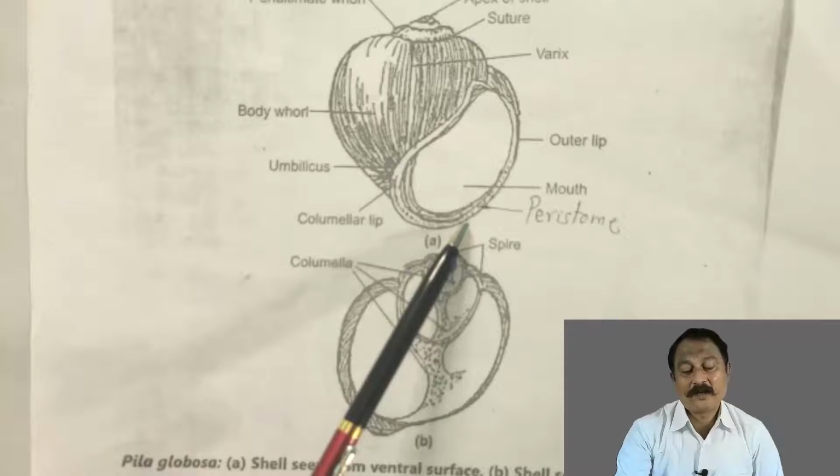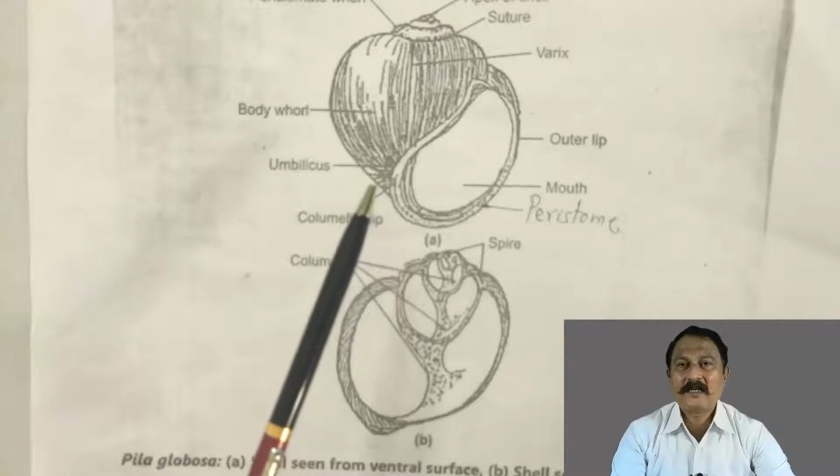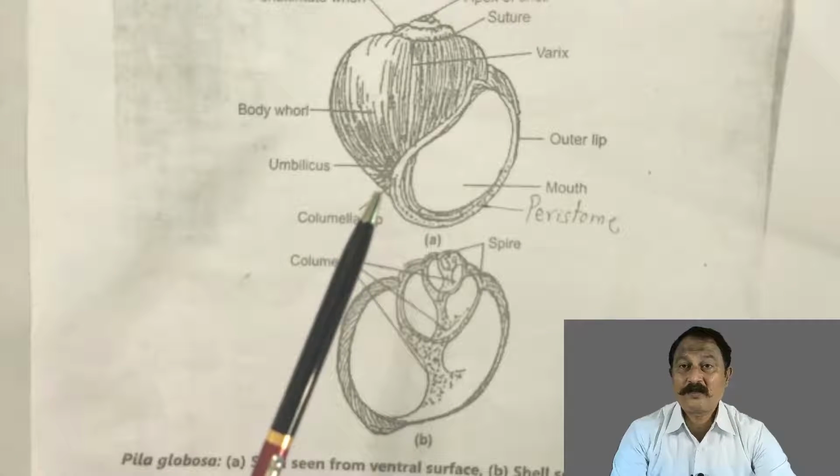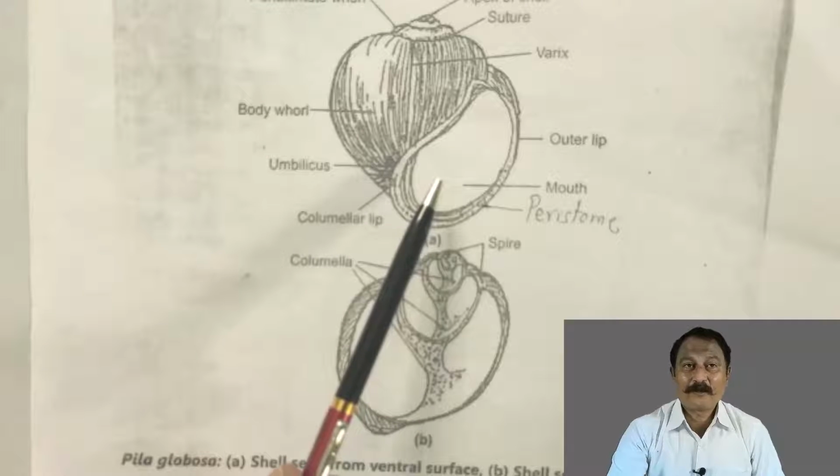This is the outer lip. Inner lip and outer lip. Yes, this is very important, inner lip and outer lip, to understand the operculum.